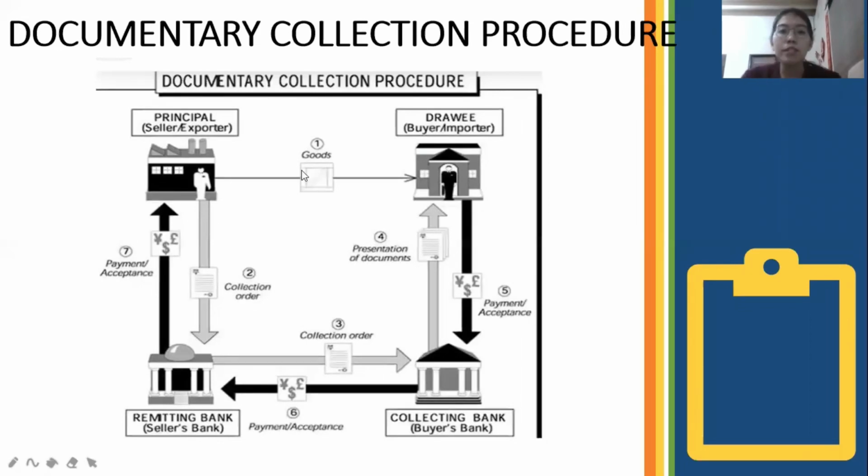For step 1, the seller, which is the exporter, will send the goods to the buyer or the importer. Then step 2, the seller or the exporter will send the collection order to the seller's bank, which is his or her bank. Now the seller's bank will send the collection order to the collecting bank, which is the buyer's bank.